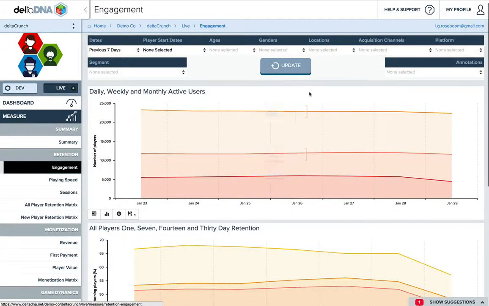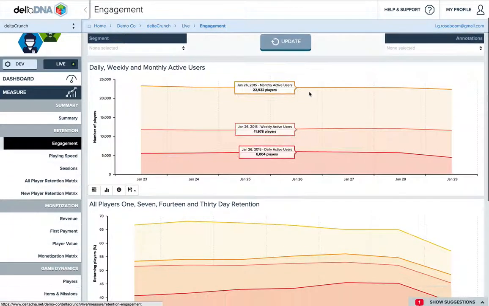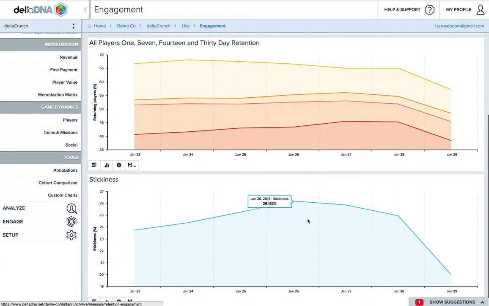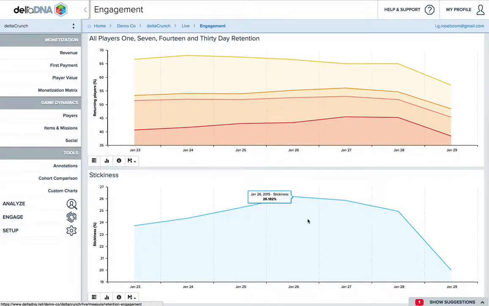So a lot of these are repeats from the front page. So we have the active users and the retention, the all player retention again. The one which is different is the stickiness. So the stickiness is the DAU on the MAU. And the idea is that that's giving you kind of a rough measure of what your retention is.